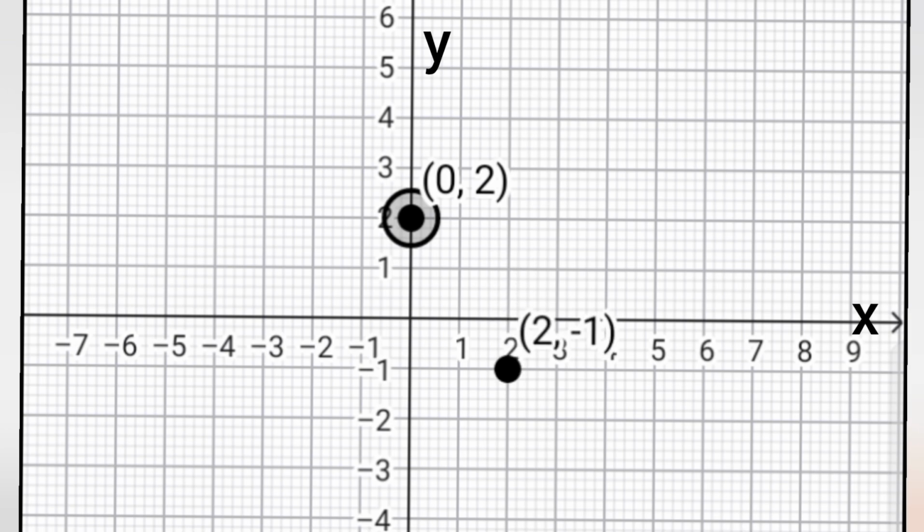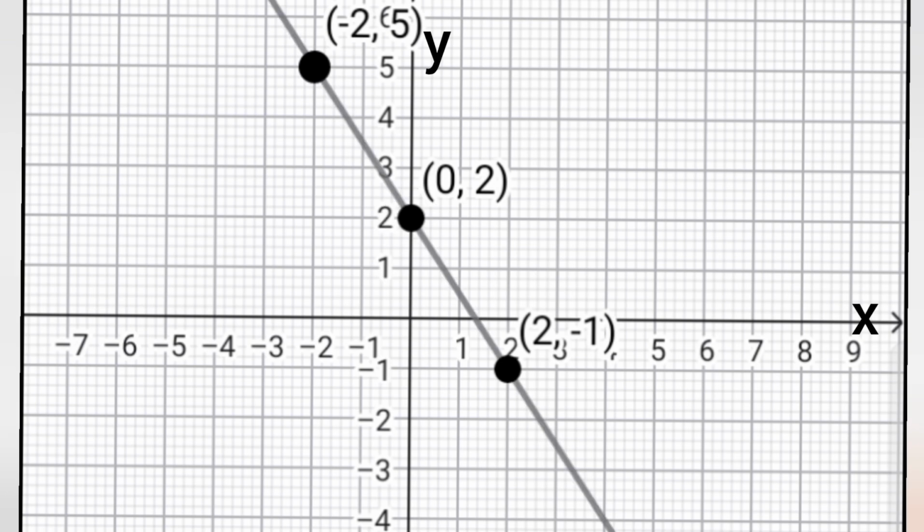And if we go to the left 2 units, we are going to go up 3 units. And we have this point. And connecting these 3 points, we have this line. And this is our equation 3x plus 2y equals 4, or y equals negative 3 over 2x plus 2.